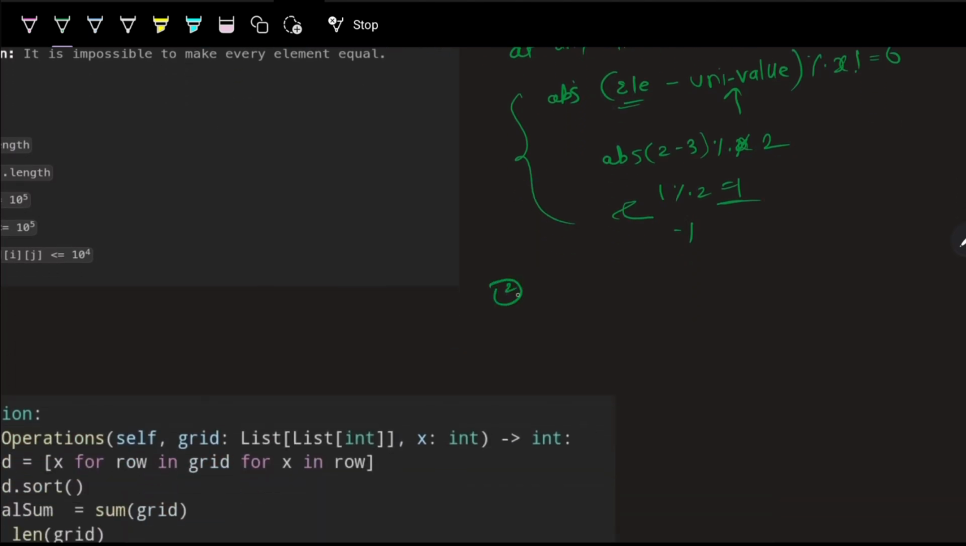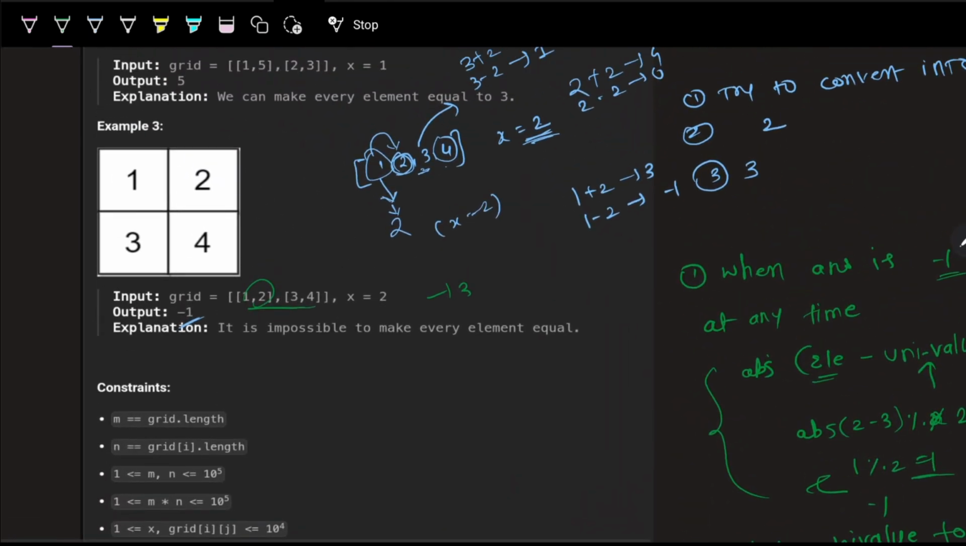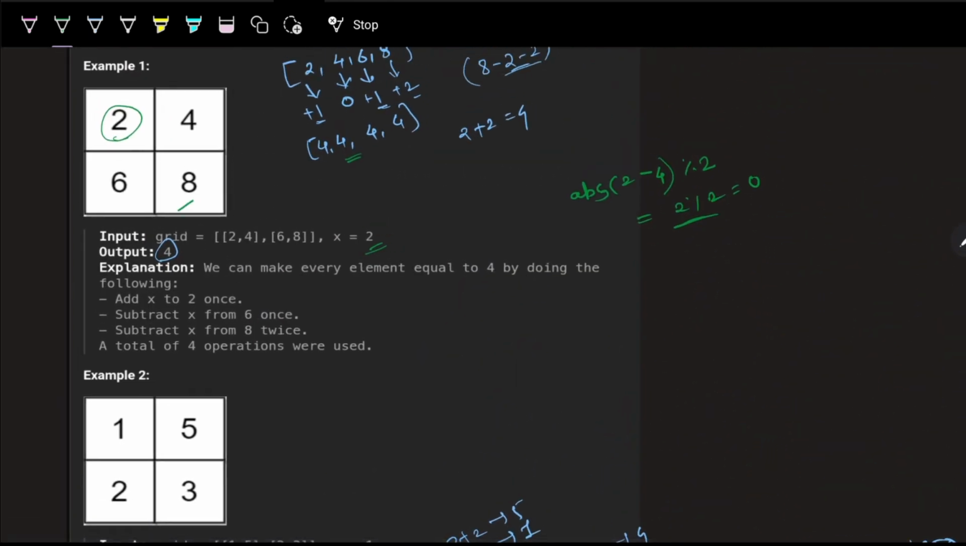Second, what uni value to decide? Because we have to find the minimum operations. It is not the case that if I convert everything into 8, this would take x 3 times, 3x is 6. This would take 2 times because 2x is 4. This would take x 1 time. So 3 plus 2 plus 1 is 6, but the output's minimum operation is 4. That's why we didn't convert everything into 8, and didn't consider the uni value as 8.